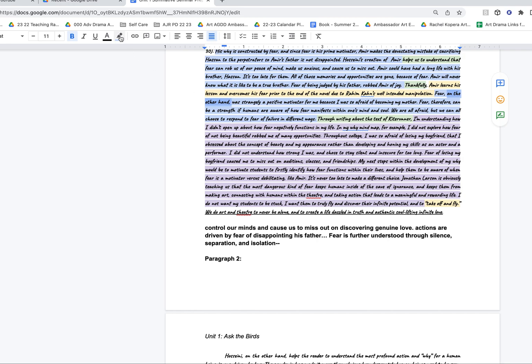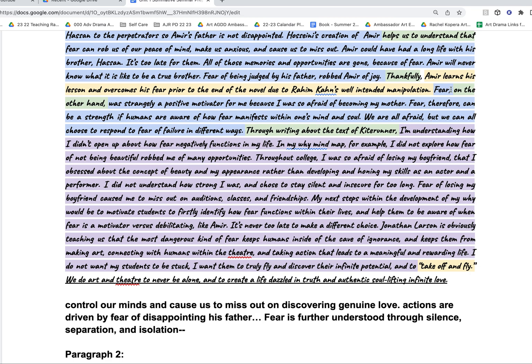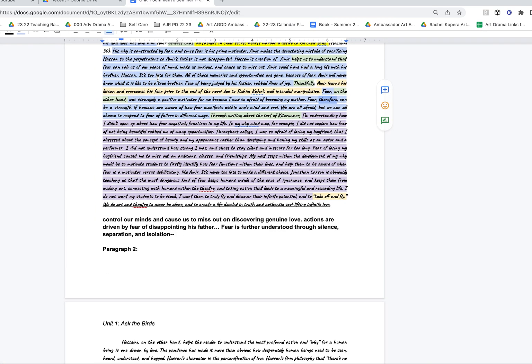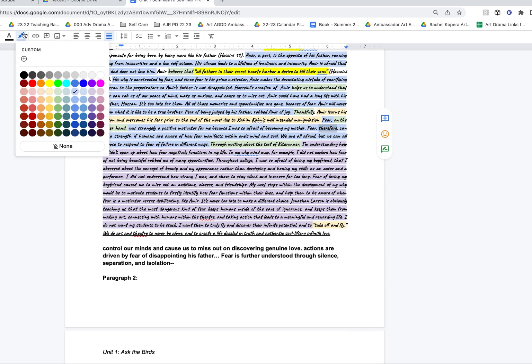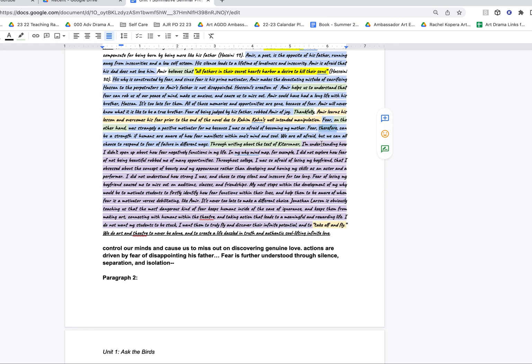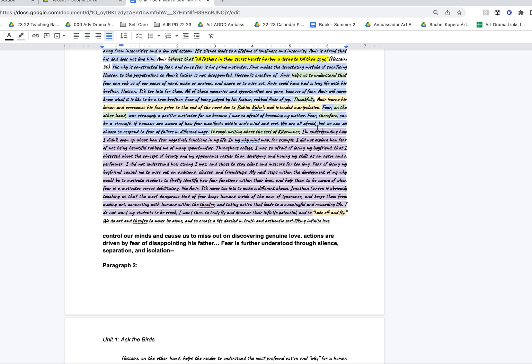So transition words and phrases, I feel like we need to work on teaching sentence structure, teachers in general. But fear, on the other hand. So transition words and phrases can be in the middle of a sentence, right? Instead of saying, on the other hand, fear was strangely a positive motivator for me, you could say, fear, on the other hand, was strangely a positive. Fear, therefore, right? So you see that I'm using transition words and phrases in the middle, after my subject and before my verb. So they're kind of hidden.